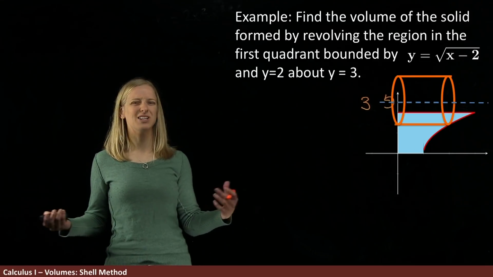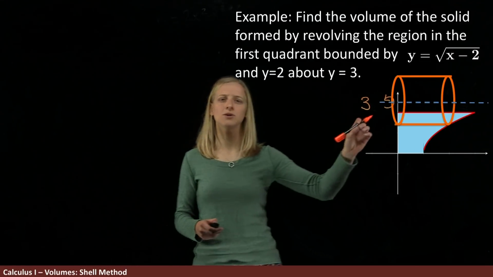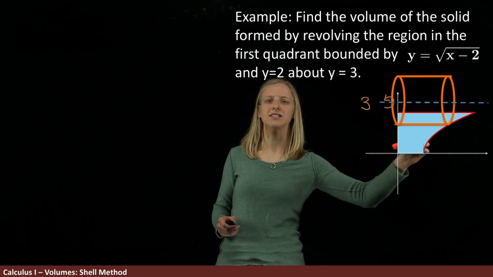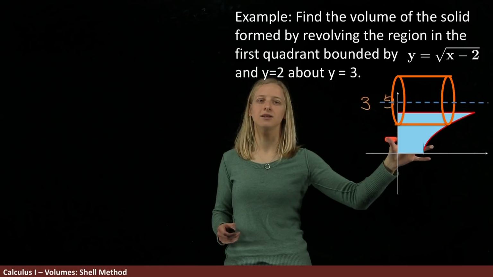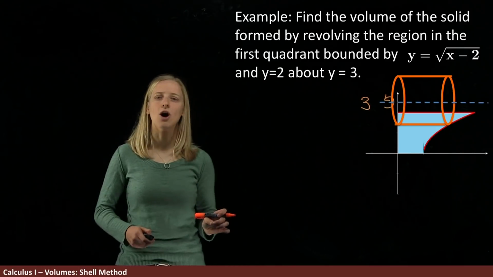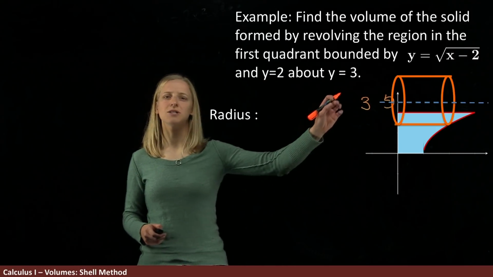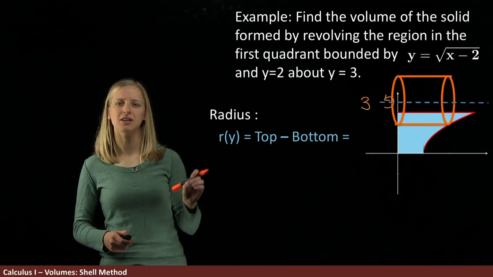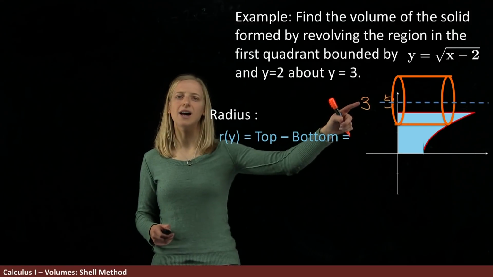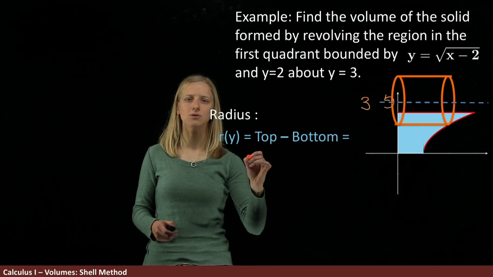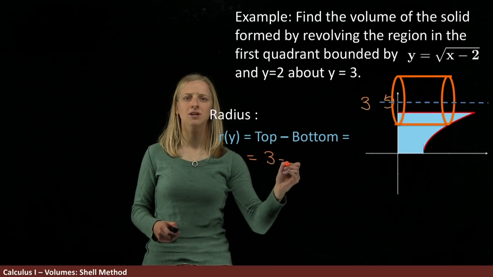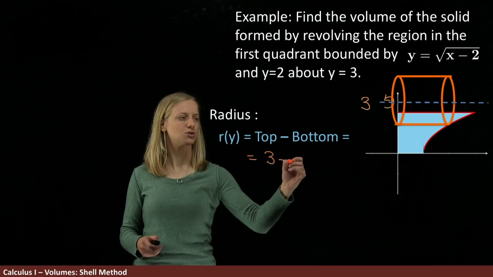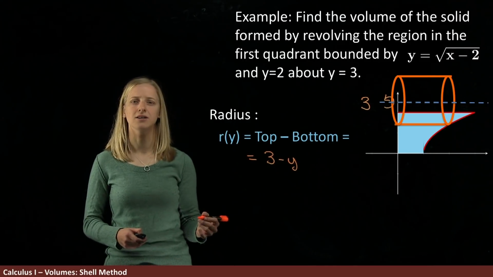But first of all, what is it in terms of? Well, as you notice, here our radius is in terms of that y, and so is our height. It is dependent on the y. So what we have is our radius in terms of y is going to be, again, top minus bottom. But our top is no longer that function. It is the line 3. So our top is equal to 3, and then our bottom here is just the y value. So it's 3 minus that y.